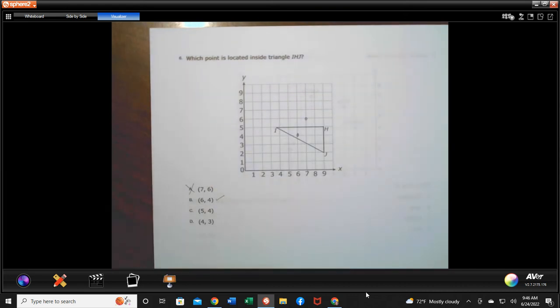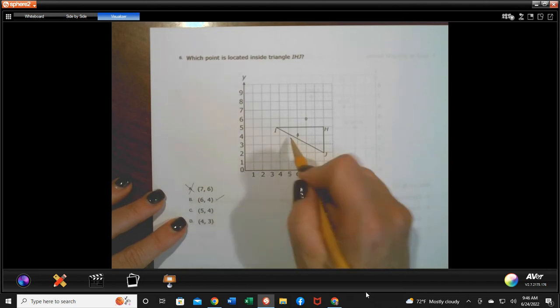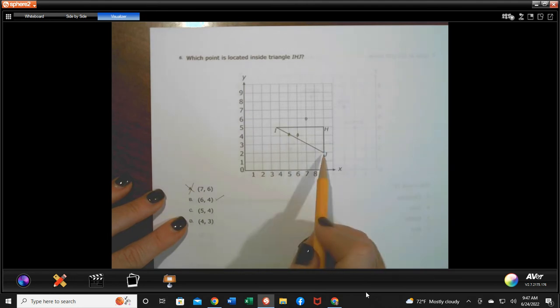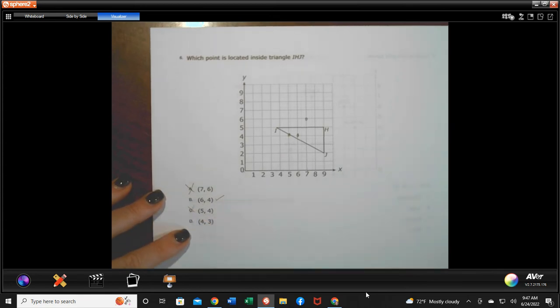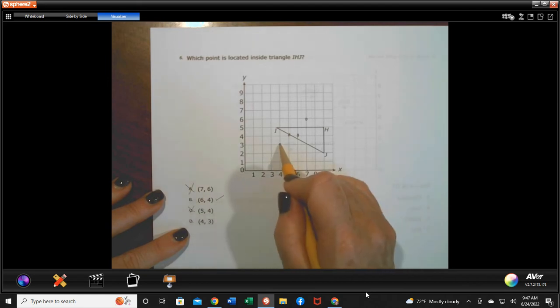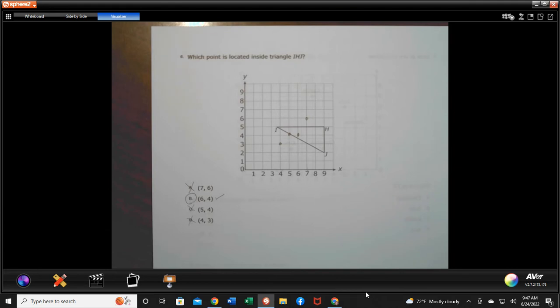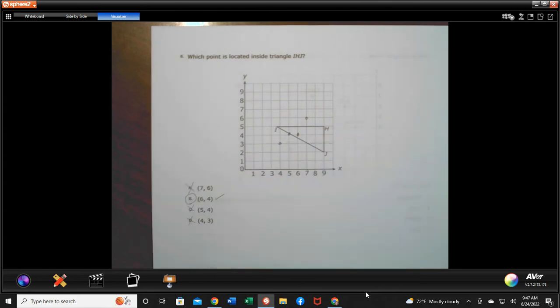But I always like to just cover my bases and check the rest of the answers. It's real quick. C has us starting at the origin and going over 5 and up 4. And this is one I just talked about. It's actually on the border of one of the triangle line segments. So it can't be that one. It's not inside. And the last one, 4, 3. So back to the origin, over 4, up 3. And that point is definitely outside of the triangle. So the point located inside triangle IHJ is 6, 4. This one right here.